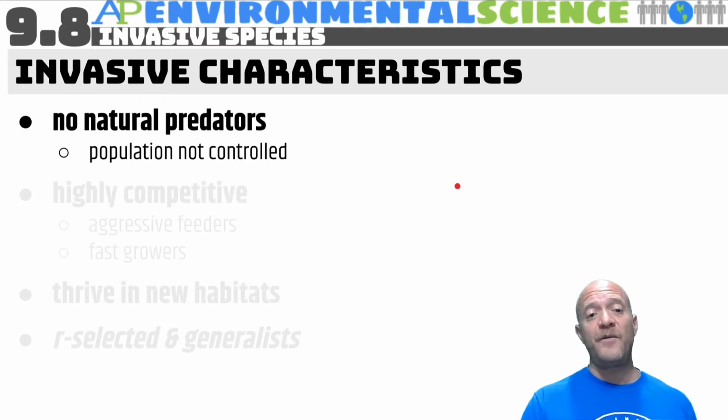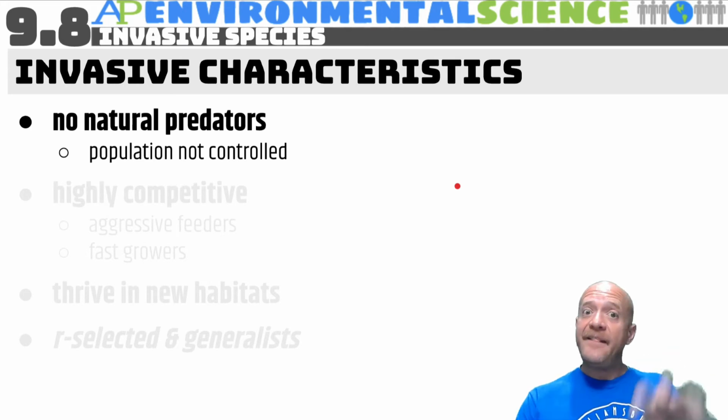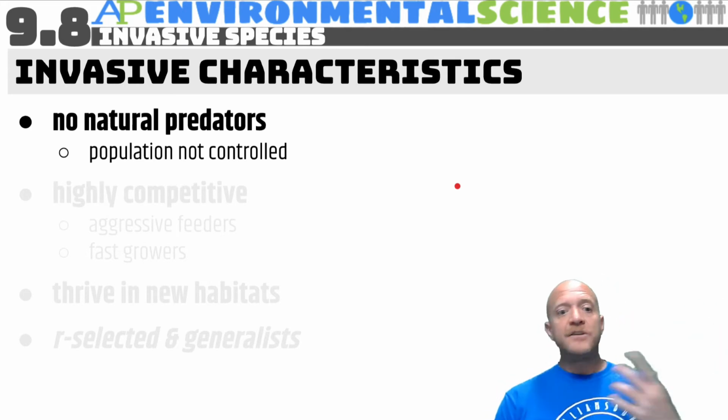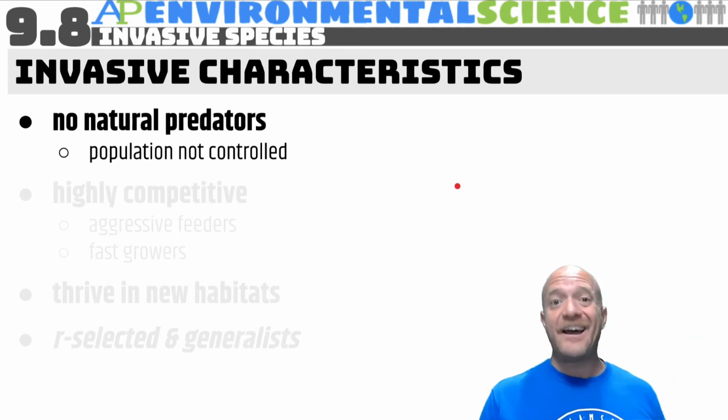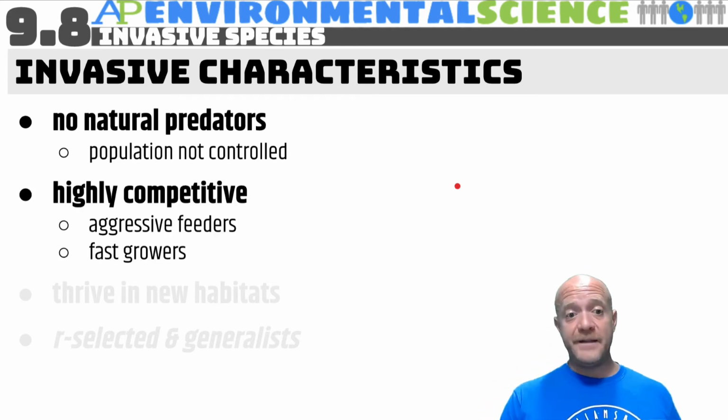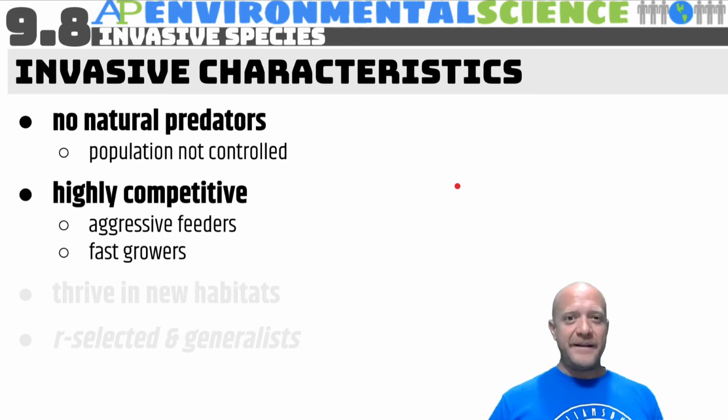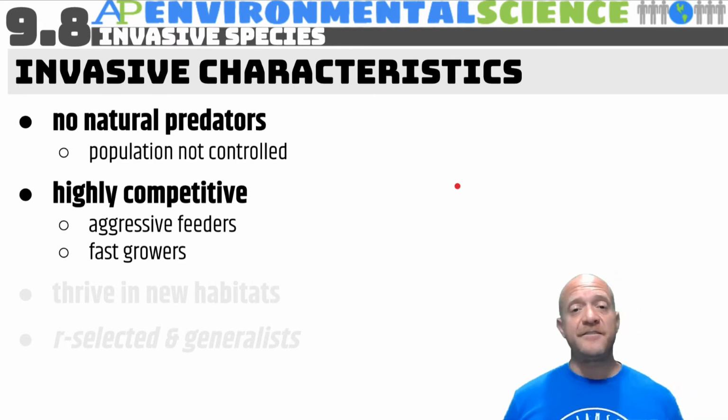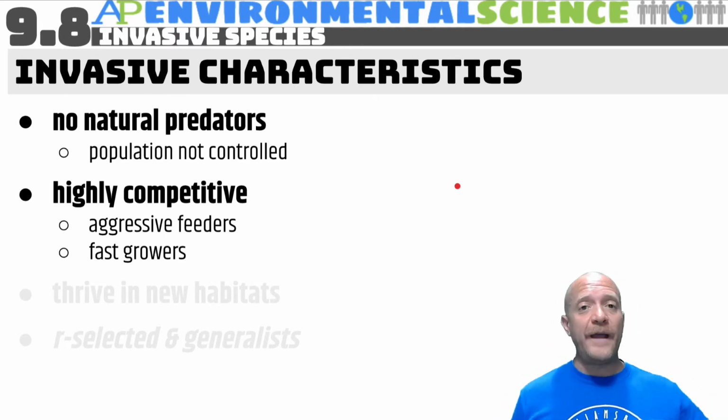So for starters, they don't have any natural predators in the area that they're invading. Therefore, their population is not controlled by natural means. They're also highly competitive. So they're aggressive feeders or fast growers. Either way, they're taking advantage of the resources that are available in this new area, and their populations are increasing.